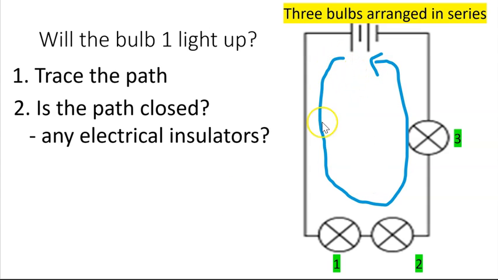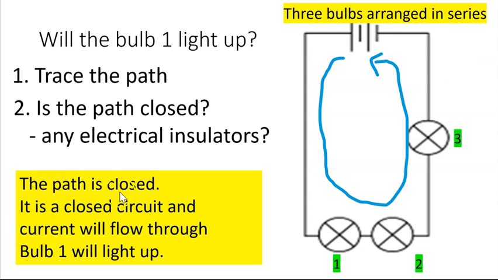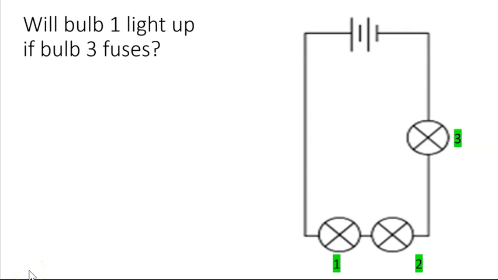There's no electrical insulator along this path. Therefore, the path is closed. It is a closed circuit and current will flow through. Bulb 1 will light up. Now, let's go on to the next question.